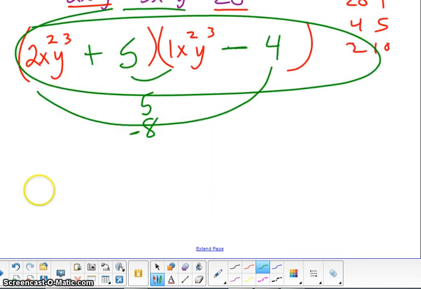And then the last one for you to work on and have it ready for class is this. And that concludes the lesson for today.